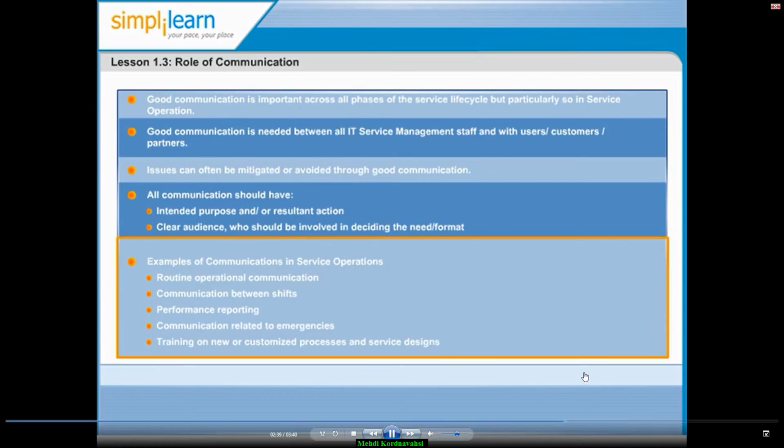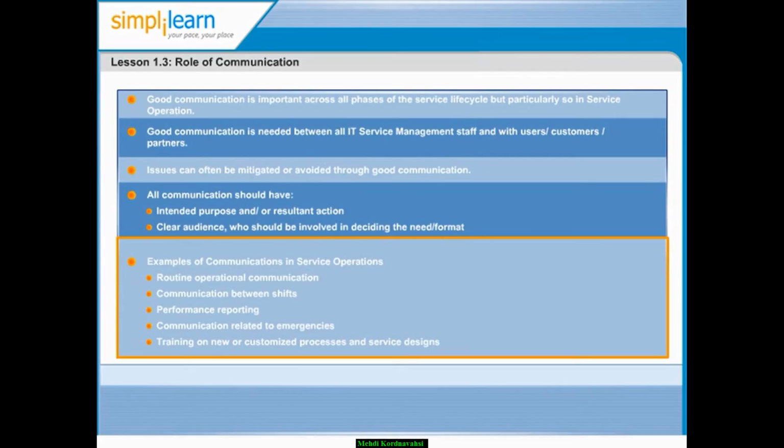Examples of communications in service operations are routine operational communication, for example, this incident ticket was resolved in time and to user satisfaction. A communication between service desk and user or technical teams. Communication between shifts, for example, shift handover reports. Performance reporting. Communication related to emergencies, for example, outage or service downtime notification to users and customers. Training on new or customized processes and service designs.